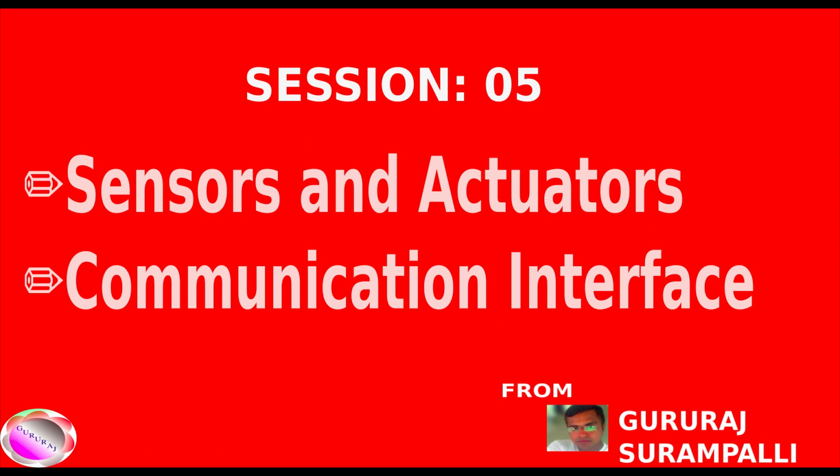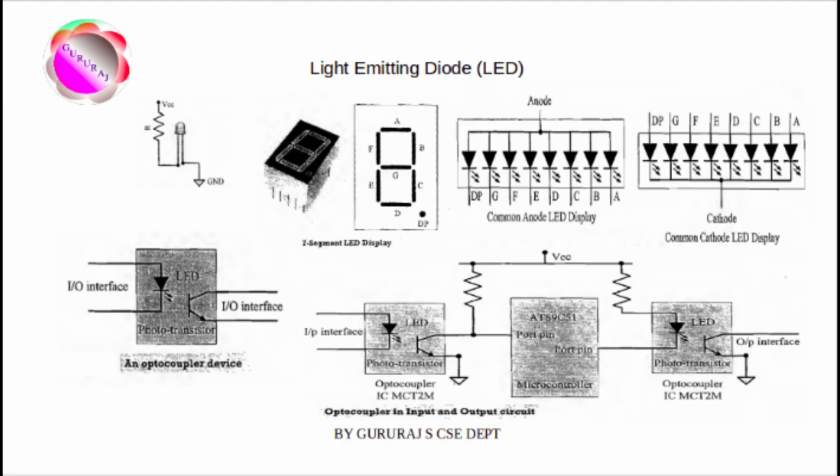The I/O subsystem of an embedded system facilitates the interaction of the embedded system with the external world. So we will discuss some of the I/O subsystems. Most of them you already know about. Again we will discuss them. So the first I/O subsystem is the light emitting diode. In short, it is called LED.